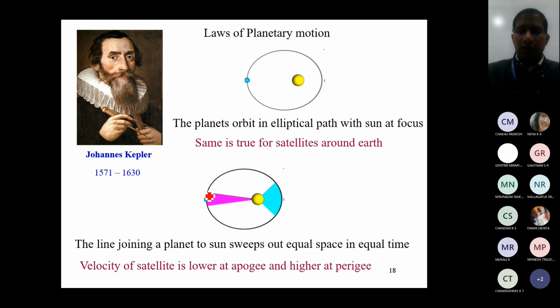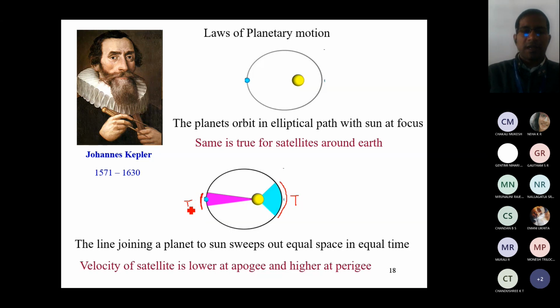So velocity is lower here means it covers less distance for a certain time duration t. Velocity is higher at perigee. That means it covers more distance for the same time interval t. So there is a difference in the distance covered by the satellite at two different points, apogee and perigee. However, whatever the distance covered, the area swept by the satellite is the same for the same time interval t.